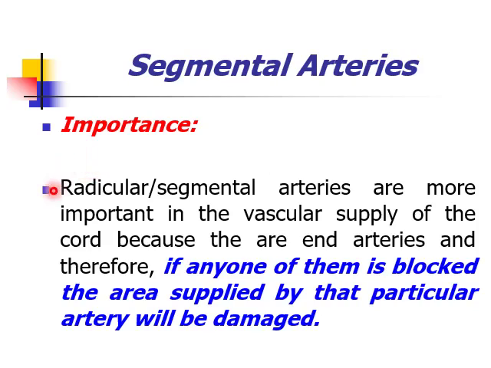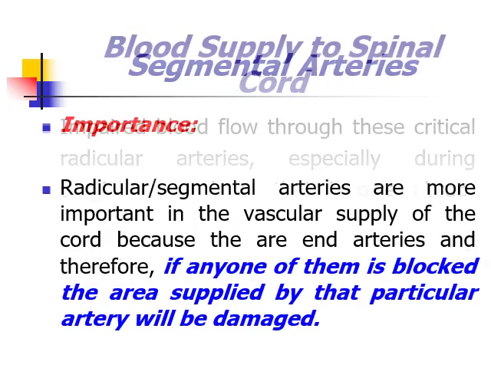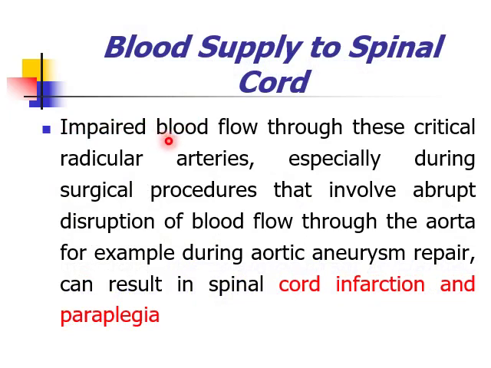The problem is that these arteries are end arteries, so if I'm blocking any one with a compression or a thrombus, I'm usually causing damage to the corresponding part of the spinal segment. So they are very important. Any block at any one of them would cause a permanent damage to a part of the spinal segment that is supplied by this segmental artery. Impaired blood flow through these critical radicular arteries, especially during surgical procedures that involve abrupt disruption of blood flow through the aorta, for example, during aortic aneurysm repair, can result in spinal cord infarction and paraplegia.